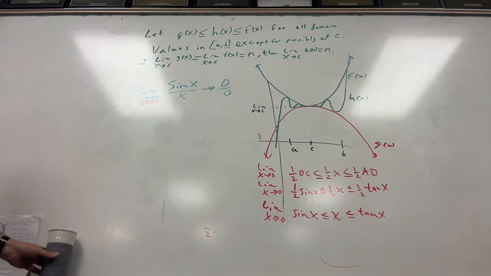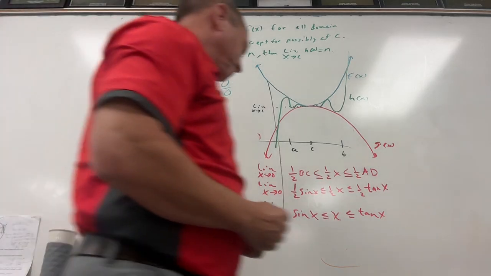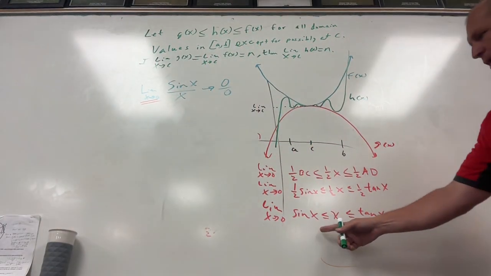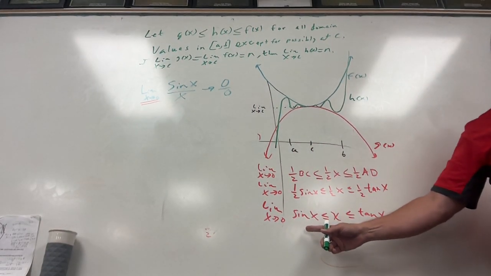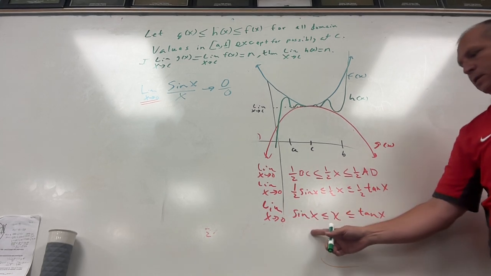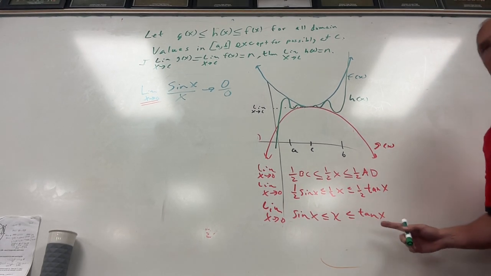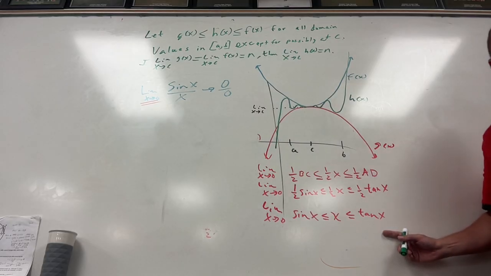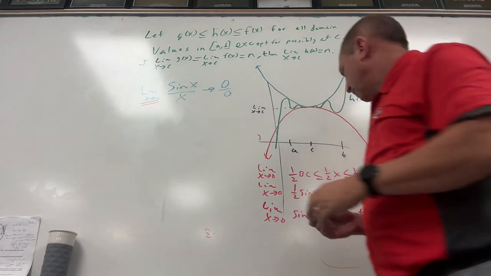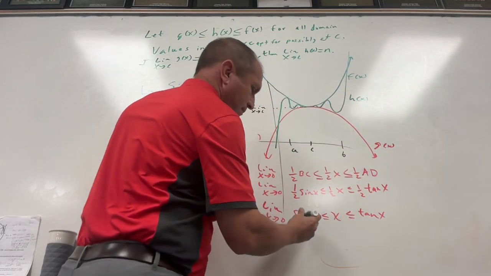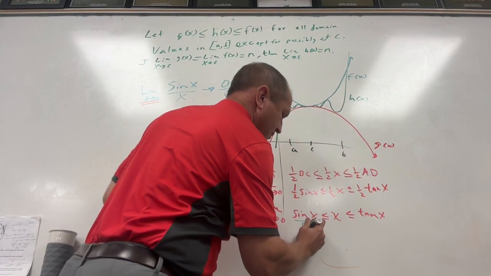All right, the next step may not seem obvious to you, but just understand that, remember, x is approaching 0. X is not equal to 0. X is approaching 0. So it's okay for me to divide every term in here by sine of x, because x never actually does equal 0. So the next thing I'm going to do here is take each term and divide by sine of x.